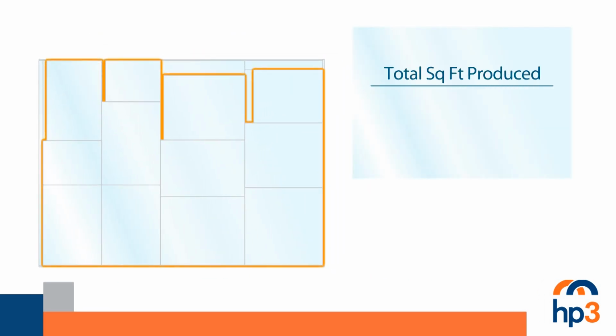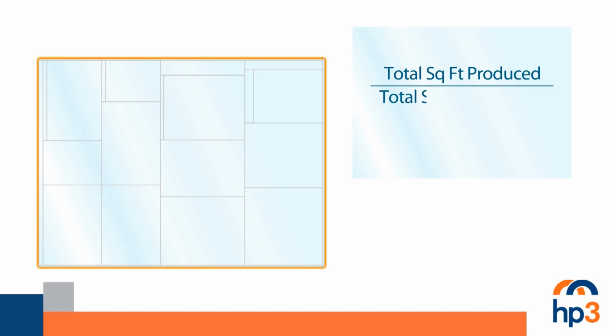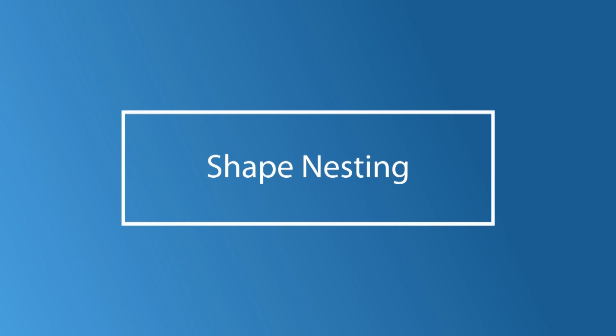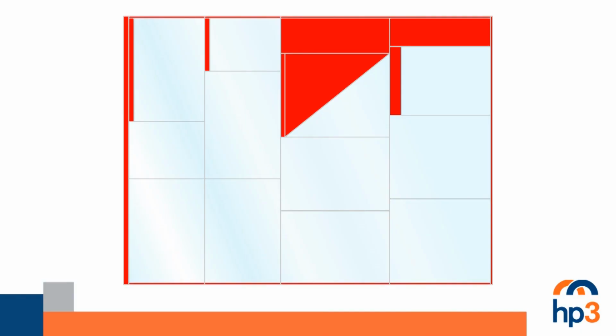At HP3, we calculate true yield. We understand the importance of your bottom line and the importance of transparency in your data. We do not deduct unavoidable waste. Our software uses the most basic calculation when determining yield, taking the total square footage produced and dividing that number by the total square footage consumed to give an honest and true yield. When possible, pieces are nested in the unavoidable waste areas of larger shapes.